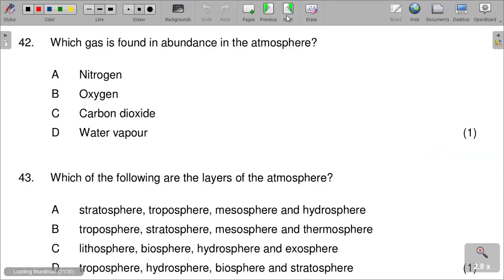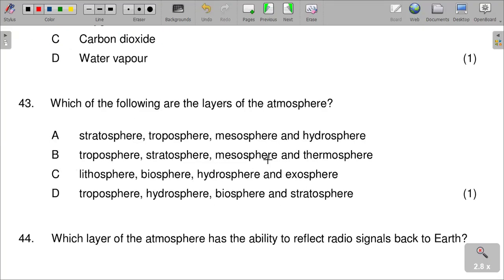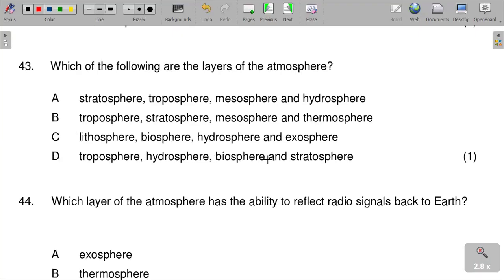Which gas is found in abundance in the atmosphere? I remember the nitrogen cycle. You talk about carbon dioxide and stuff. So number 42, it is actually nitrogen. If you check the atmospheric gas composition, nitrogen has the most quantity there.